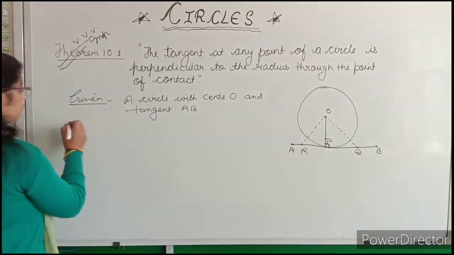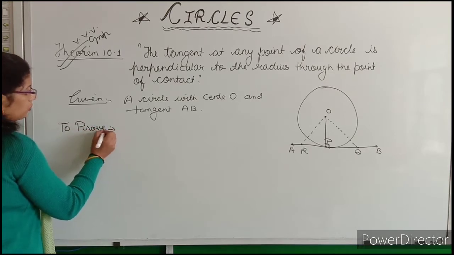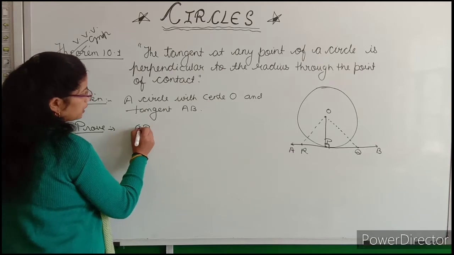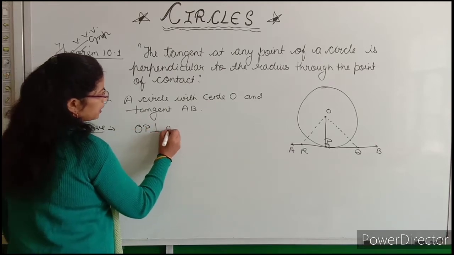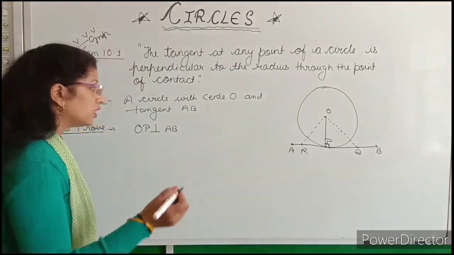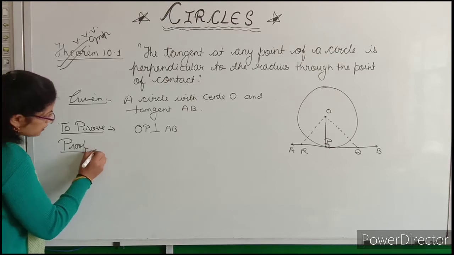What we have to prove? To prove, because these things are very important to write in the theorem. What we have to prove is that OP is perpendicular to AB. तो OP AB के perpendicular है. This we have to prove. Now proof. Now listen properly.